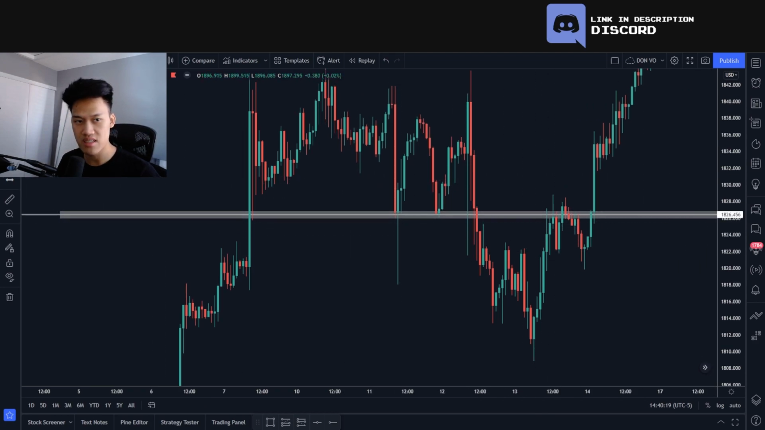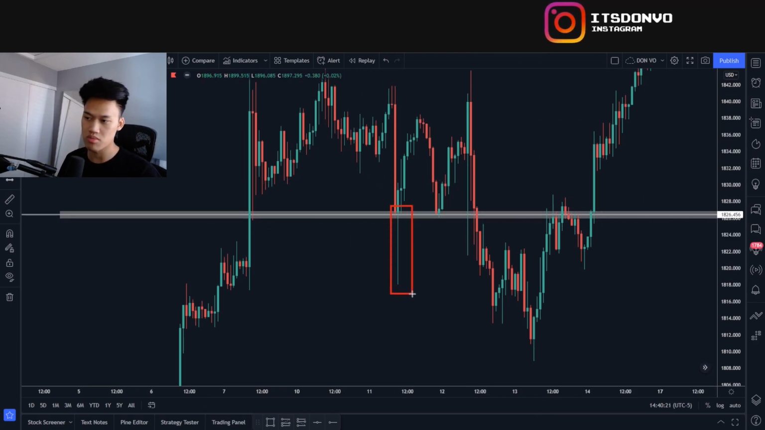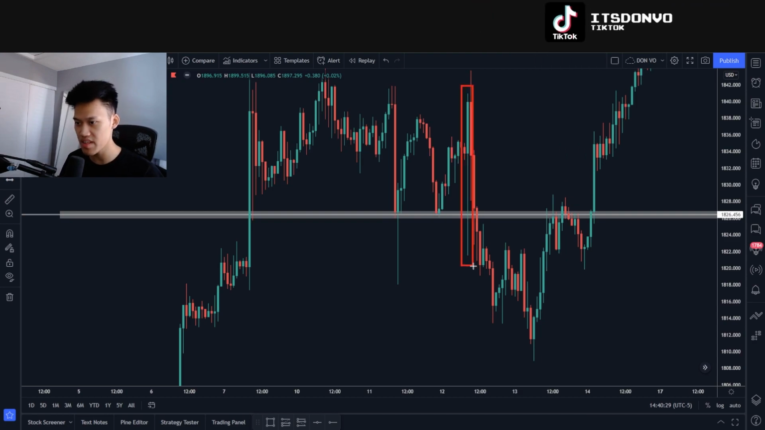You see again here as well. Price came below, never closed below, respected it, came back up. Over here as well. Price came down, rejected, came back up, never closed. Same thing here. Huge candle, another 150 pip candle, came down, rejected, came back up.